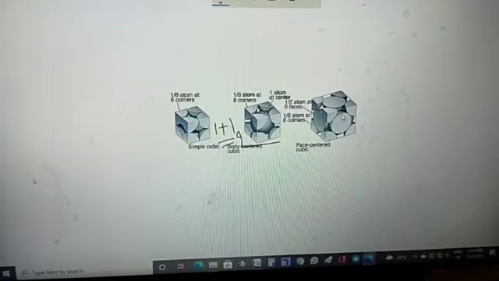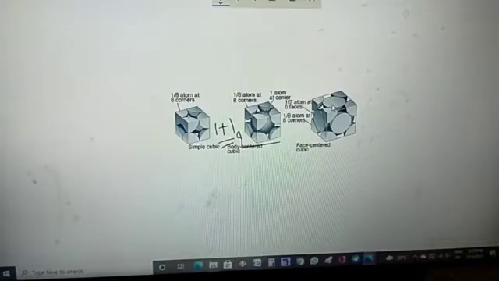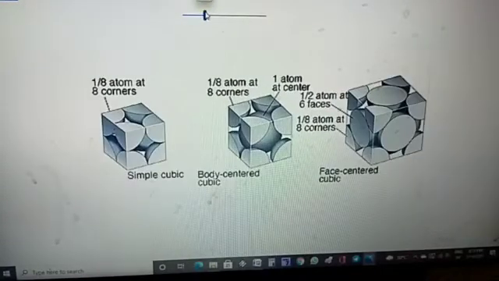Why they mentioned half at 6 places: here in this face centered cubic unit cell, each atom is present at the center of the face, not at the corners. At the corners there is 1 by 8 atom, and along with the corners there will be constituent particles at the center of the faces also. Those constituent particles present at the center of the faces are shared by 2 adjacent unit cells.